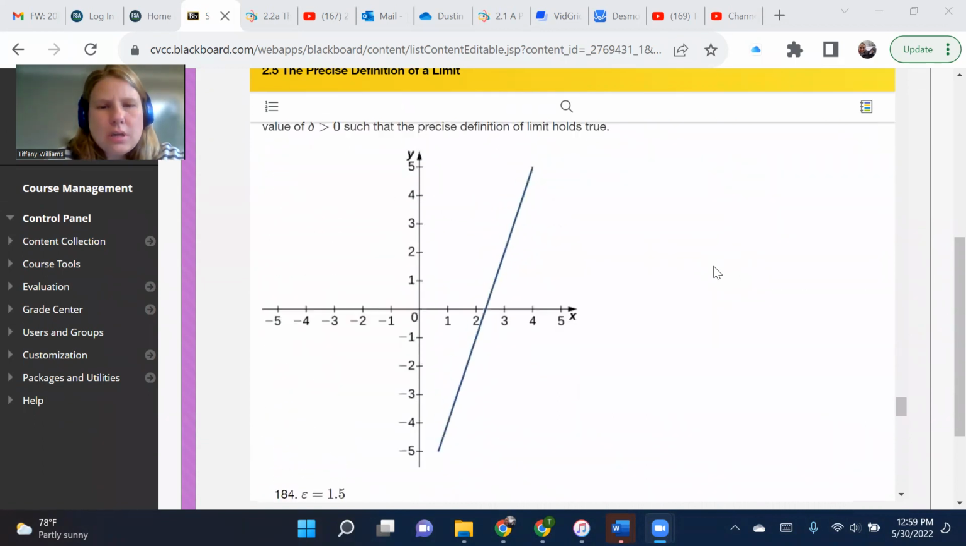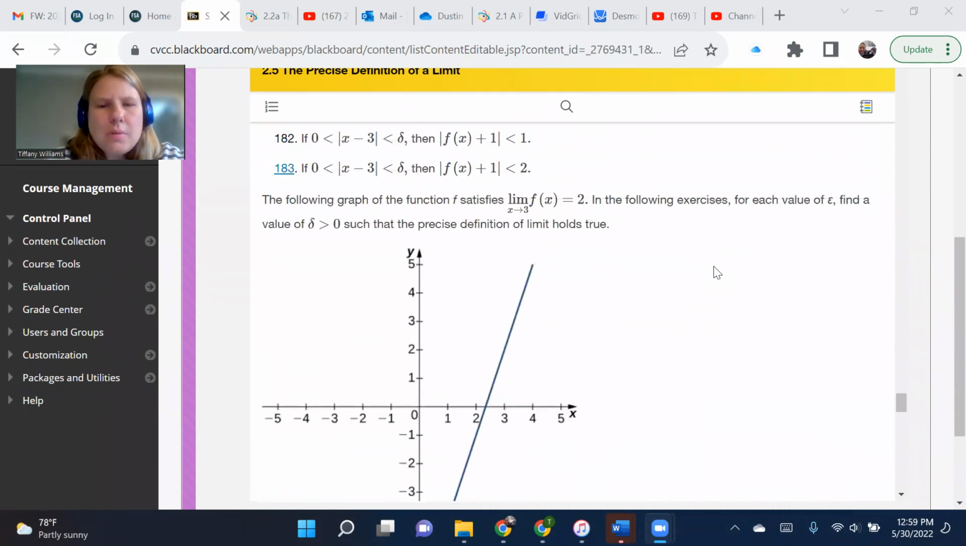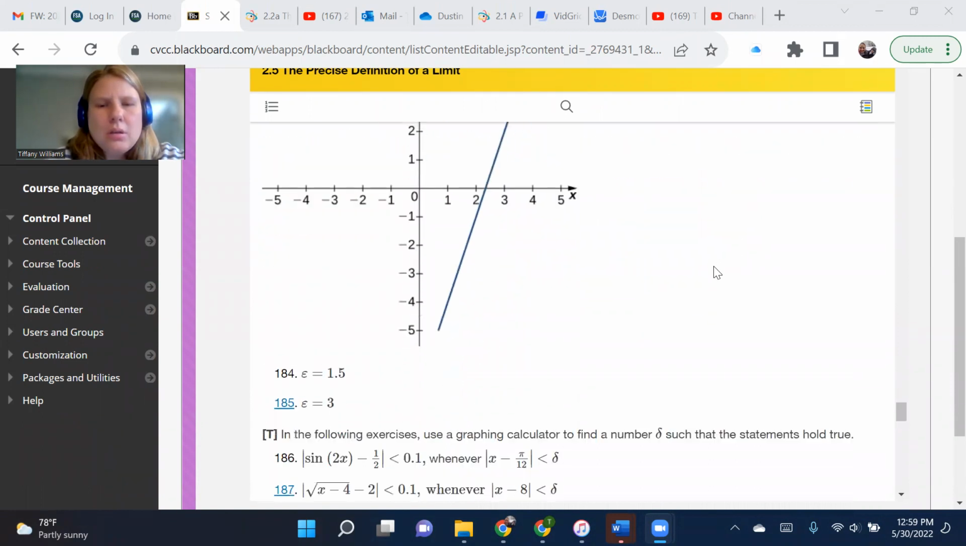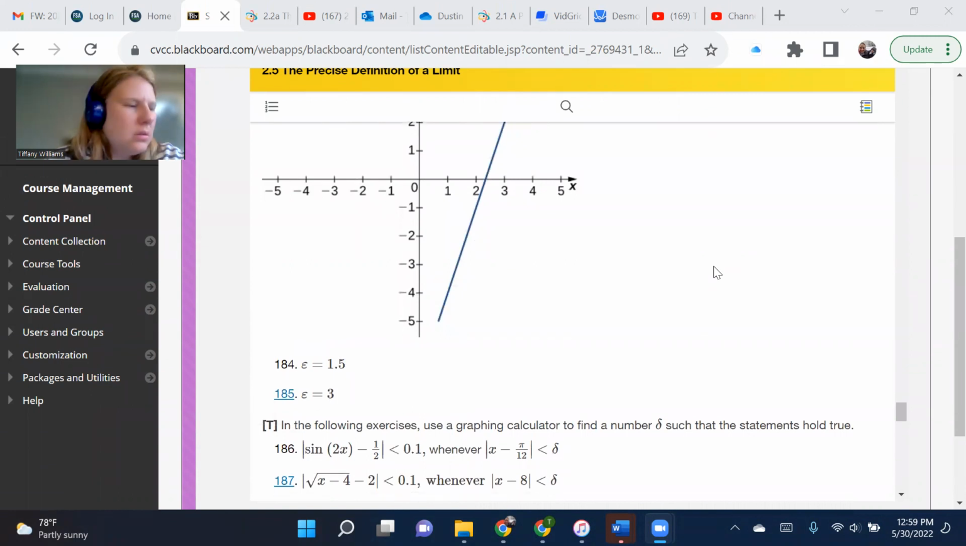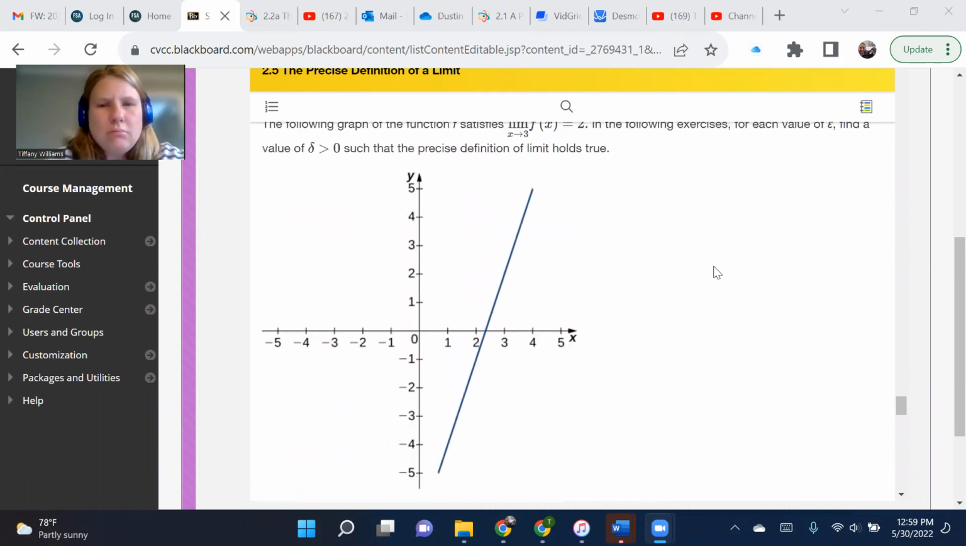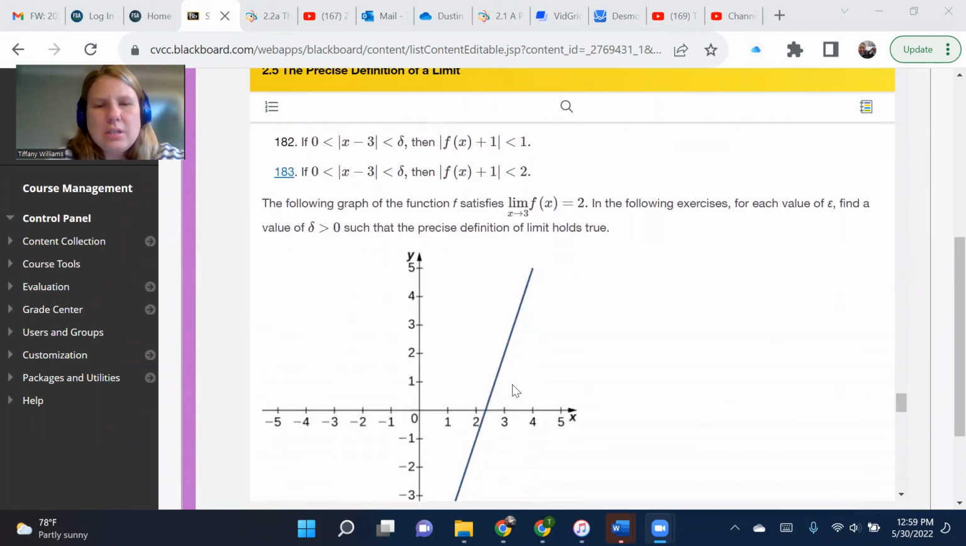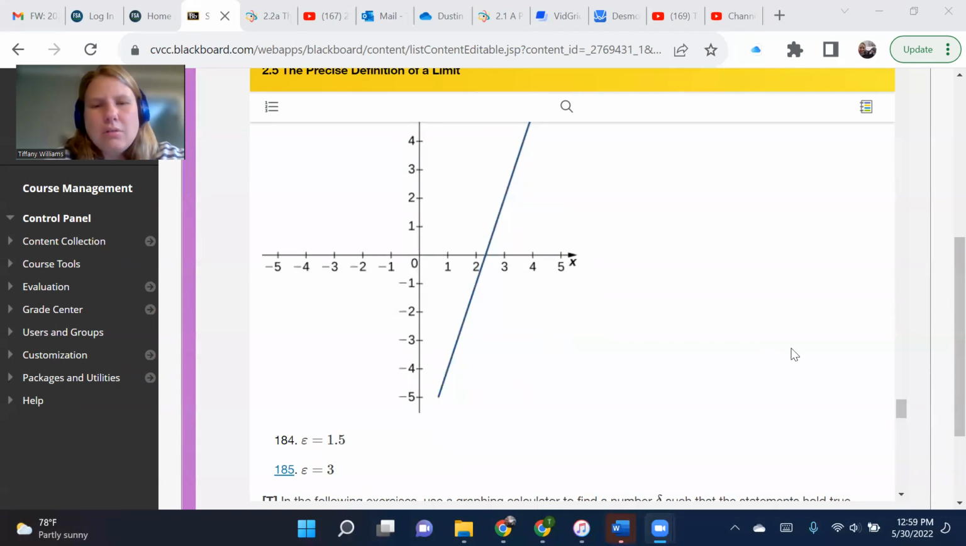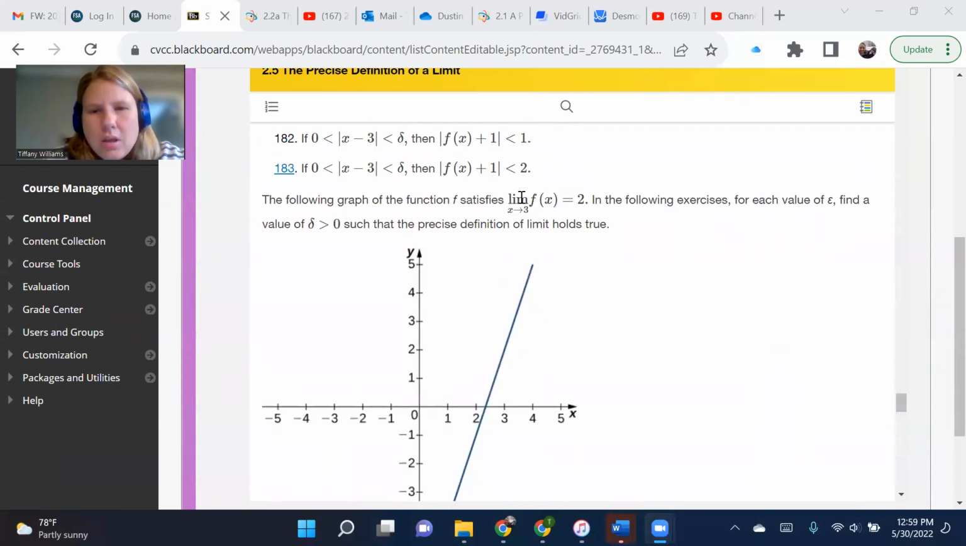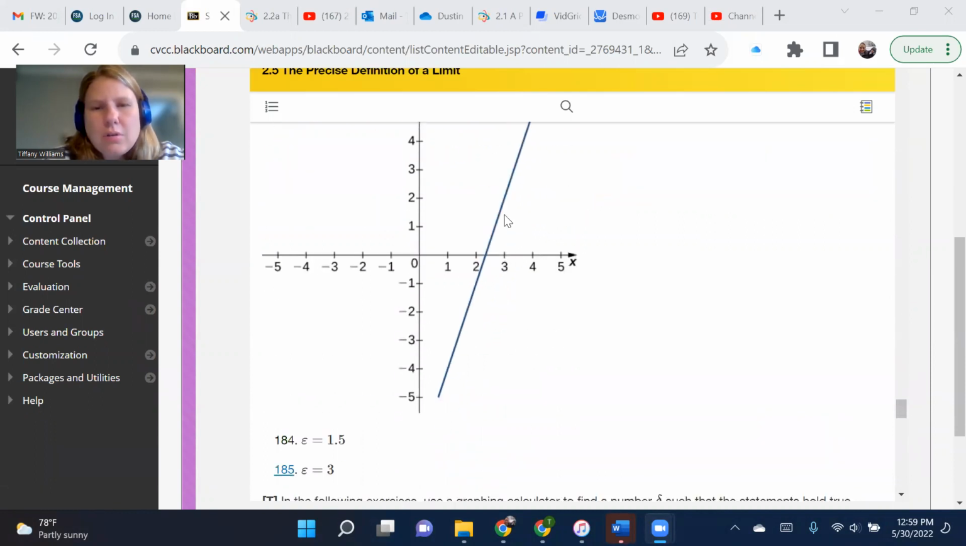Let's do this one. Maybe we won't do this one. I'll just talk about it. This one's not anything different. It's just they don't put it in terms of this. They just say, let epsilon be equal to 3. So they're telling you what epsilon needs to be. And here you want to find the limit as x approaches 3. They say it is 2. So you're focusing around the point 3 comma 2. That's the same thing we've been doing.